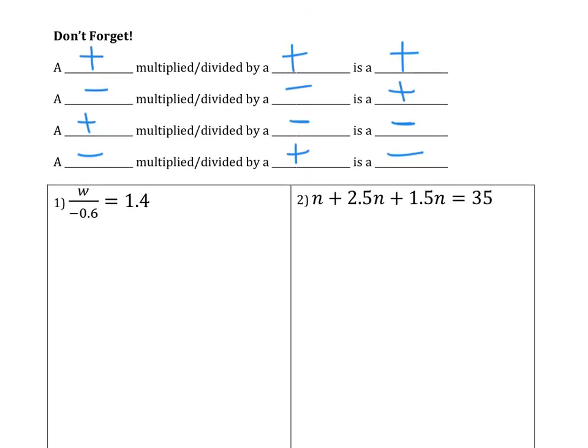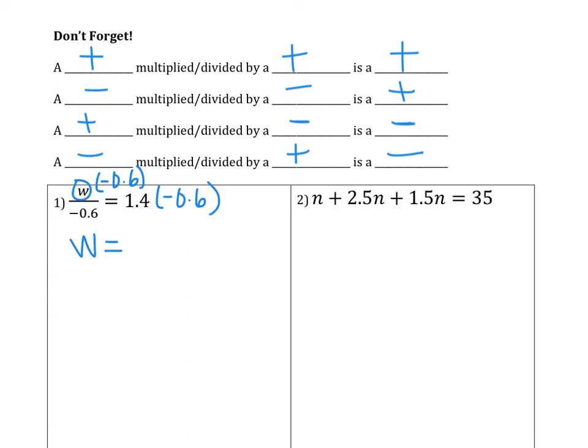So let's do some of these. If we have W divided by negative 0.6 equals 1.4, the first thing that we're going to want to do is identify our variable, which is our W. And it's being divided by a negative 0.6, so we want to do the opposite, which is multiply it by a negative 0.6. What we do to one side, we have to do to the other. So we get our W by itself.